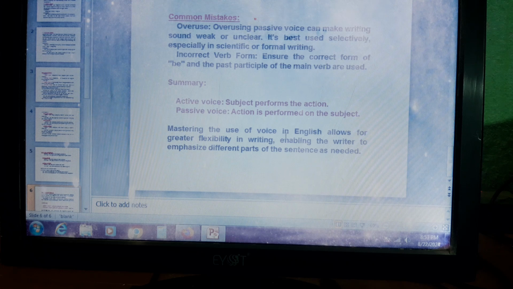Mastering the use of voice in English allows for greater flexibility in writing, enabling the writer to emphasize different parts of the sentence as needed.